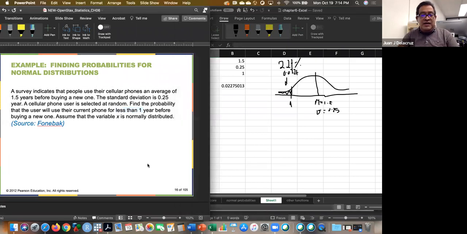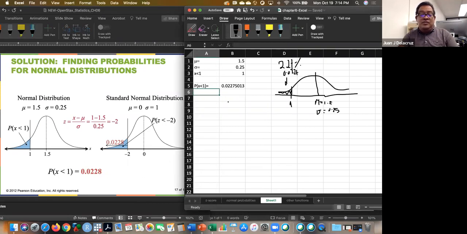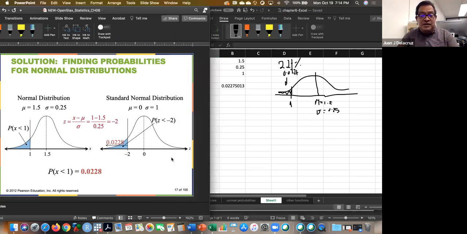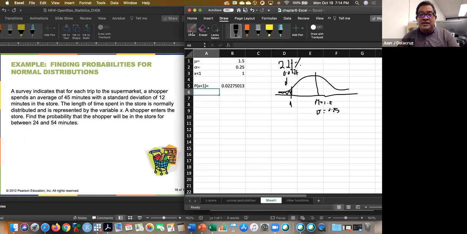So we can do another one. So this is the result. So in this case, we can make the decimal points smaller in number, right? So we have a second case that is also interesting. A survey indicates that for each trip to the supermarket, a shopper spends an average of 45 minutes. So let me copy this.